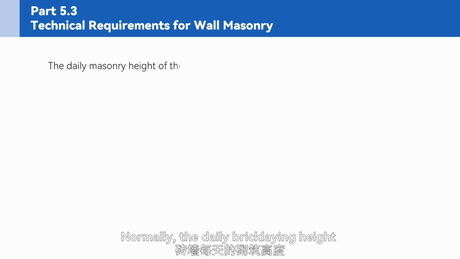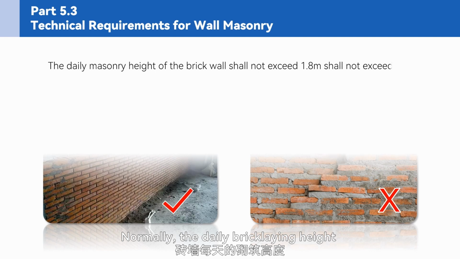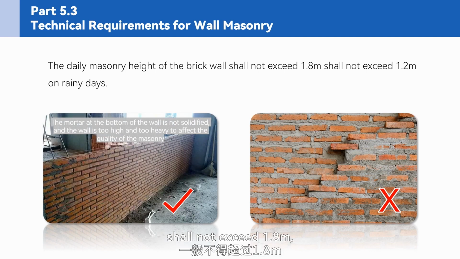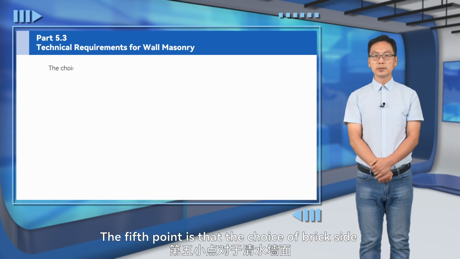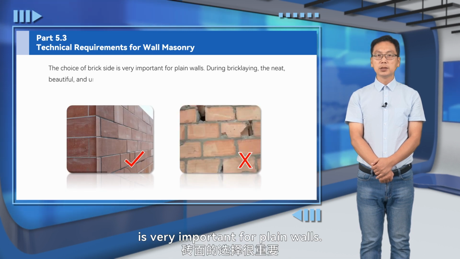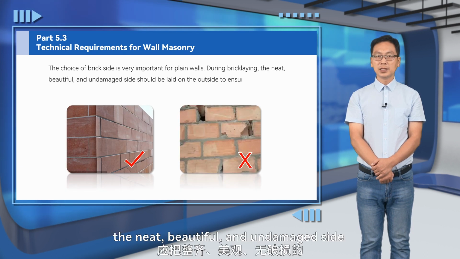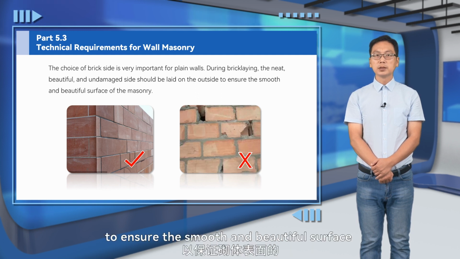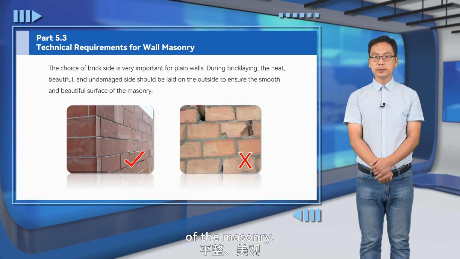The fourth point is that the daily masonry height of the brick wall shall not exceed 1.8 meters, and shall not exceed 1.2 meters on rainy days. The fifth point is that the choice of brick side is very important for plain walls. During bricklaying, the neat, beautiful, and undamaged side should be laid on the outside to ensure the smooth and beautiful surface of the masonry.